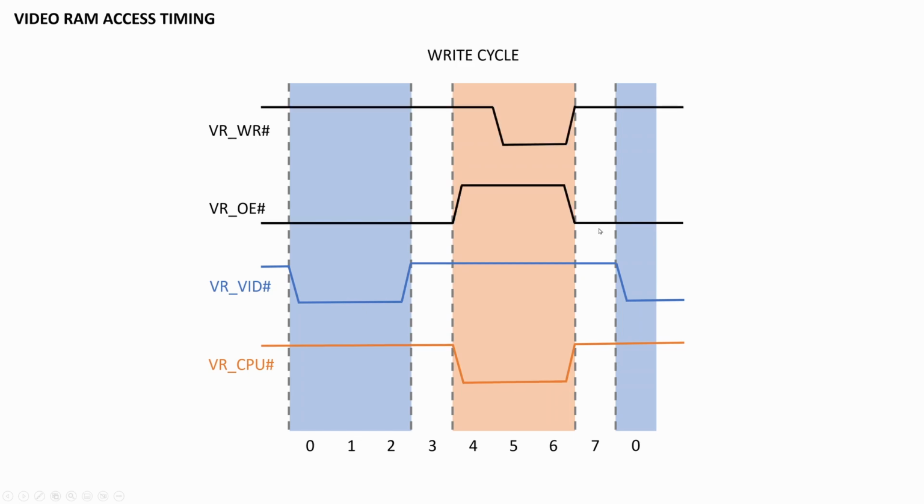If we look at the write cycle, we'll notice that the vid line and the CPU line are exactly the same, but this time the output enable gets turned off during periods 4, 5, and 6. And the write signal drops low during periods 5 and 6. So the outputting will be turned off, and then the write line will be turned low on the next period. So that's what we want our signals to look like, and we're hoping that we're going to see something like that when we look at the oscilloscope.